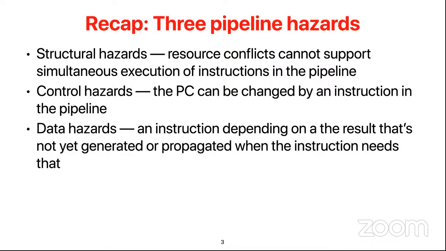The second type is control hazard. The key to pipeline throughput is that we want to keep fetching instructions and keep executing instructions. However, there are cases where we cannot determine the right address to fetch, because you have a branch instruction, and that's called control hazard. The last type of hazard, the one we are going to focus on today, is the data hazard, meaning that an instruction cannot make progress because it's waiting on a result that has not yet been generated or propagated in the pipeline.